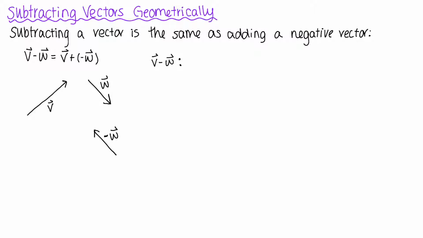I'm going to start with v. I wanted to copy, paste. So I'm starting with v. We'll say v starts here, ends here. I don't think I left myself enough room, so let me move that. And then I'm adding negative w. Then just like we did before, we'll start at the very place where we started, so the tail of v, and go to the head of w. And this would be the vector v minus w, which is really just v plus negative w.